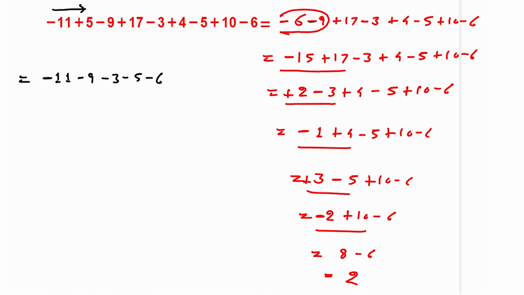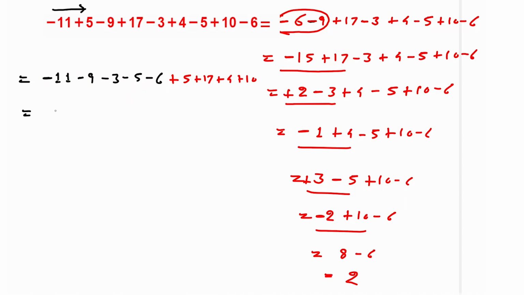Done. Then what we do is pick up all the positive numbers. So it's the positive 5, the positive 17, the positive 4, and the positive 10. Check: 5, 17, 4, and 10. Do all the negative numbers in one go. Same sign, the negative, the negative, the negative, the negative, and the negative.